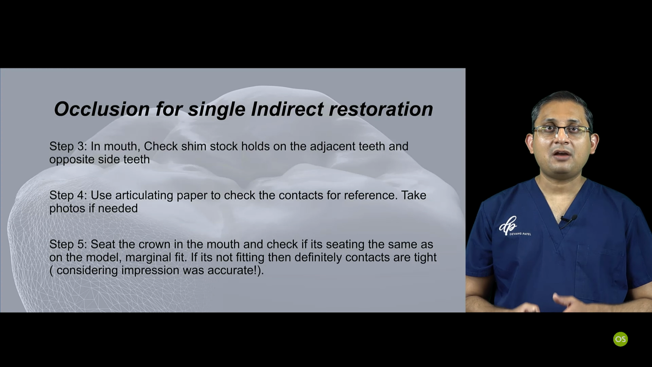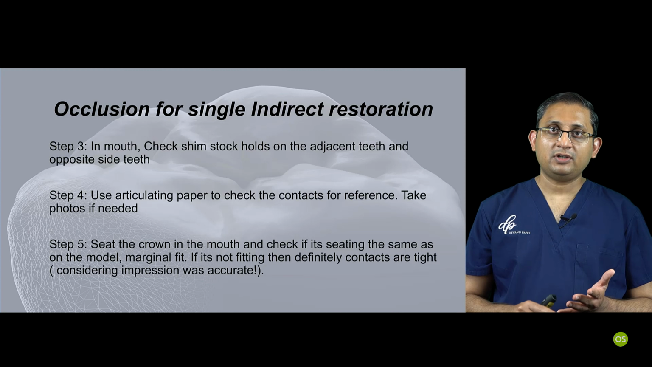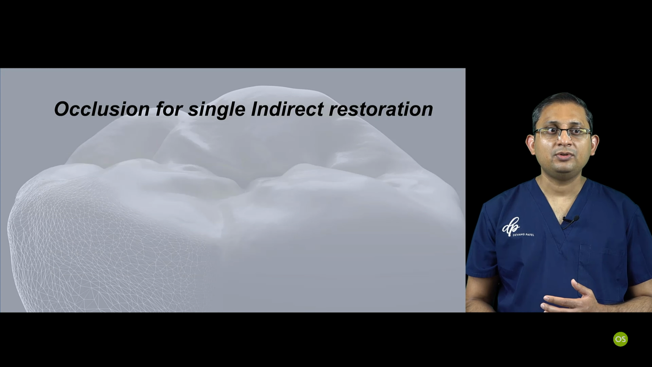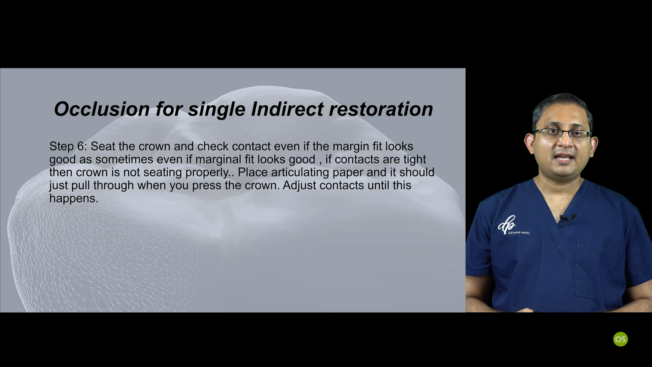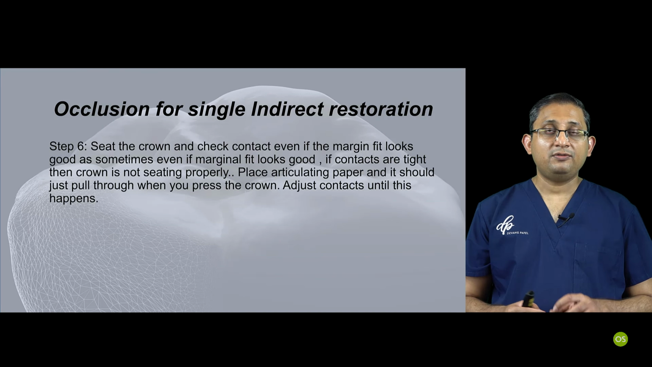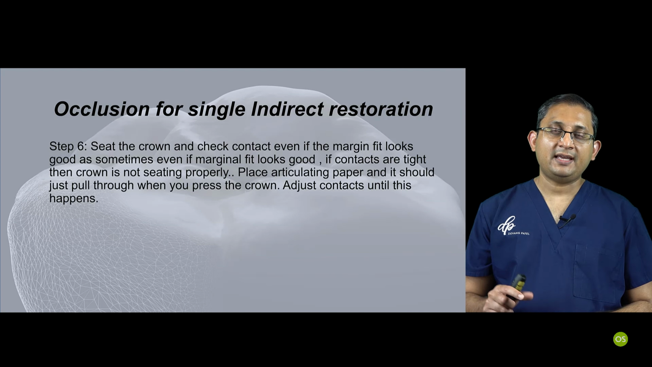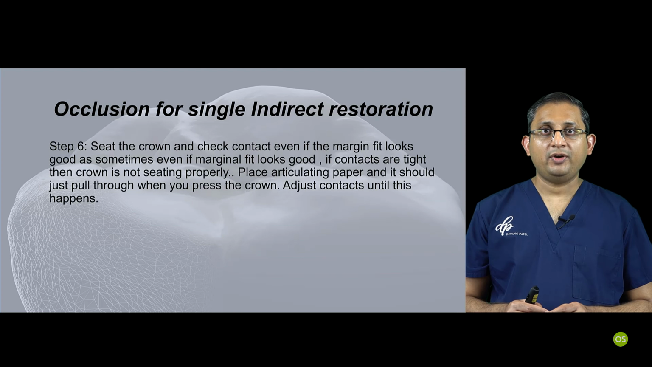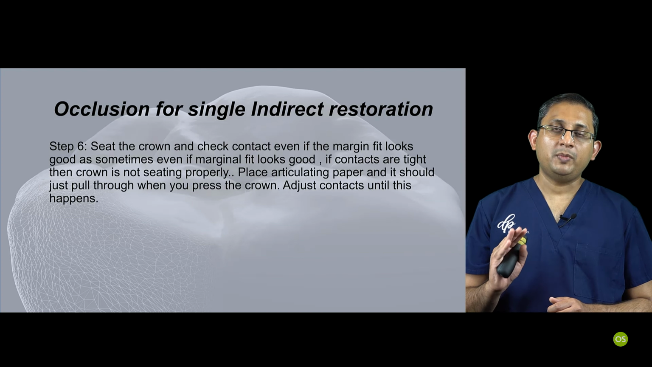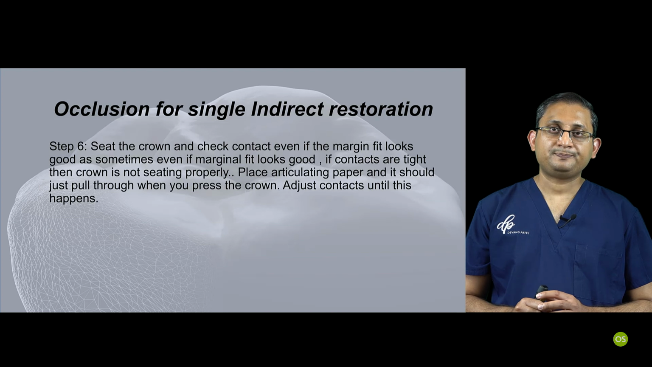So I don't check the crown's occlusion until the end, until I've checked the fit of the crown and made sure that the contacts are not too tight. So that leads to step 6. Once you seat the crown and check the contact, even if the margin fit looks okay, if the contact is too tight, I would recommend that you put articulating paper in there, push the crown and slide the articulating paper out to check the contact point, and adjust that contact point ever so slightly with a red striper burr to make it a little bit lighter.